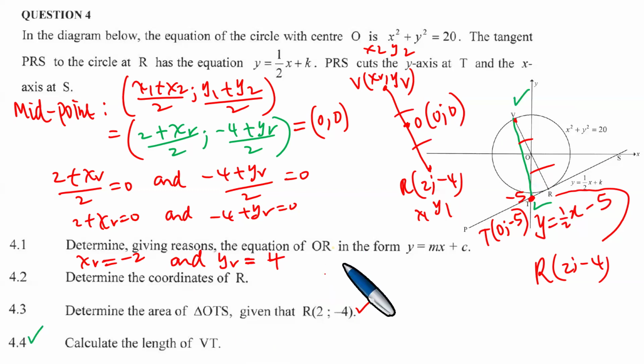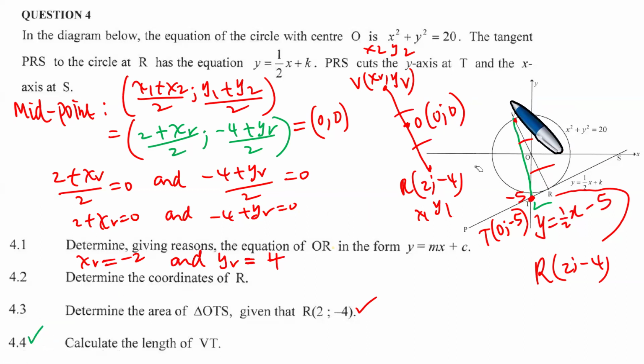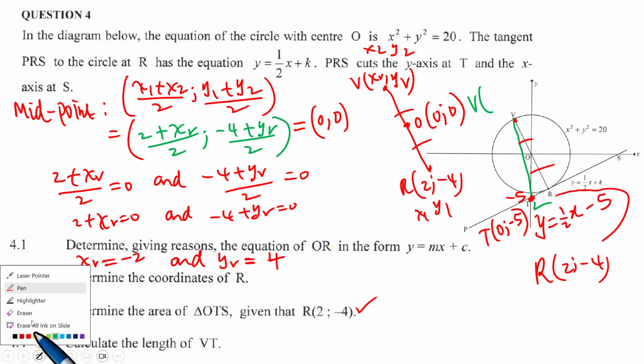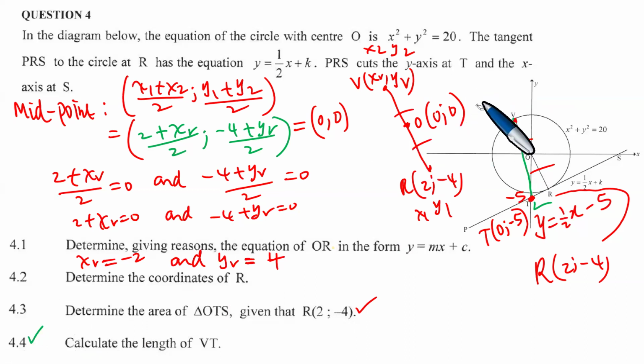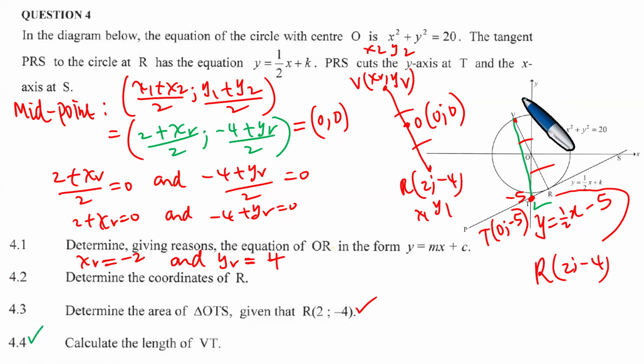Now we have the coordinates of V, because we have x at V and y at V. We are thrilled to write down the following. The point V has the coordinates, and just write it a little bit further away from the point O, otherwise it's going to be a total mixture. So V has the coordinates minus 2 and 4.